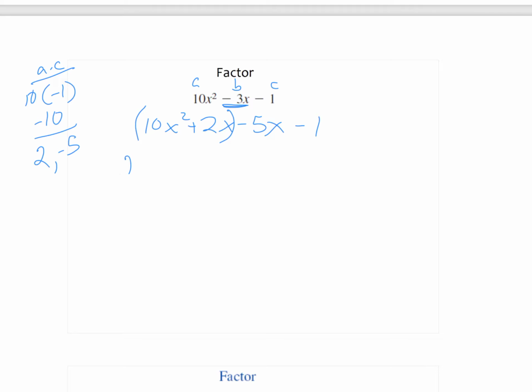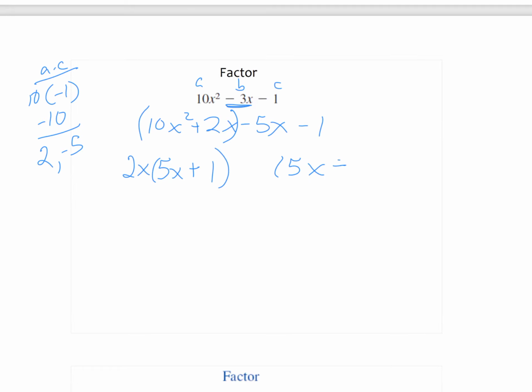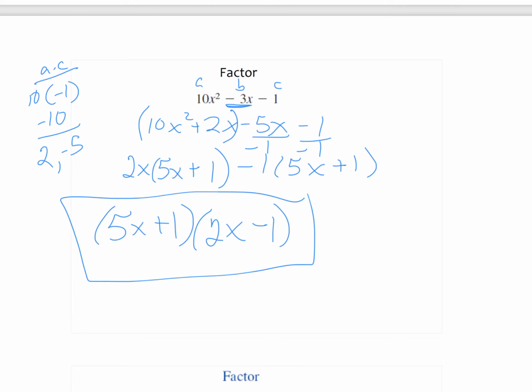Take out my greatest common factor of 2x, and I've got 5x plus 1. So I need a 5x plus 1 out of here. So the number I'll take out is a negative number. So 5x plus 1, 2x minus 1. There's my factoring.